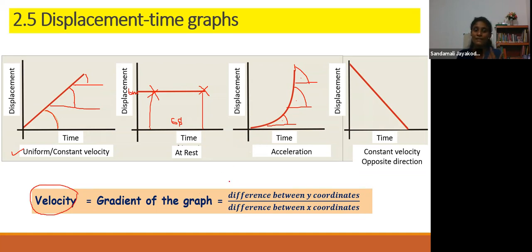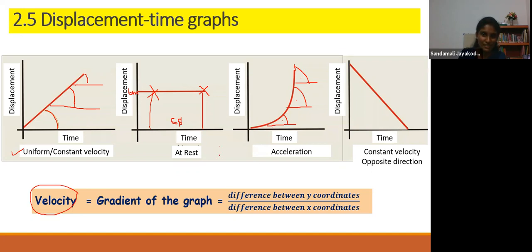That means velocity is increasing. What is the term we are using for the increase of velocity? When the velocity is increasing, we call it an acceleration. So when we get a graph like this as a displacement time graph, it is an acceleration.